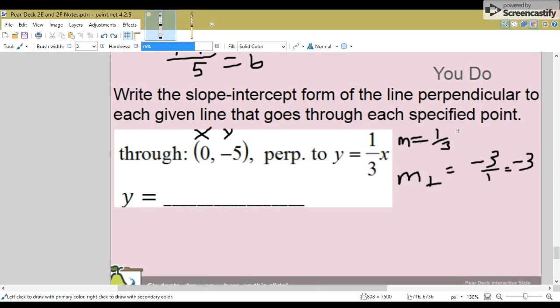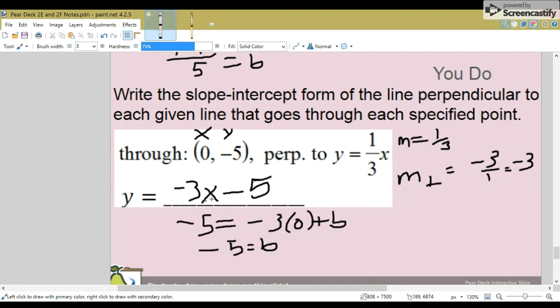Your slope is 1/3, so for your perpendicular slope, you flip the fraction, change the sign, and it becomes negative 3/1, also known as negative 3. So our equation should be y equals negative 3x minus 5. After we found our perpendicular slope, we plug it into the formula. Negative 5 equals negative 3 times 0 plus b. Solve for b, you want to isolate it. Negative 3 times 0 is just 0. So you have negative 5 equals b.